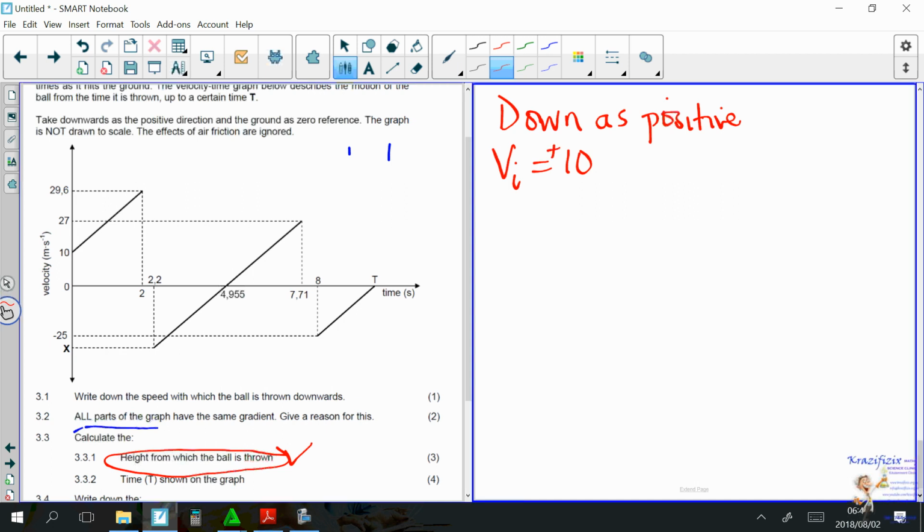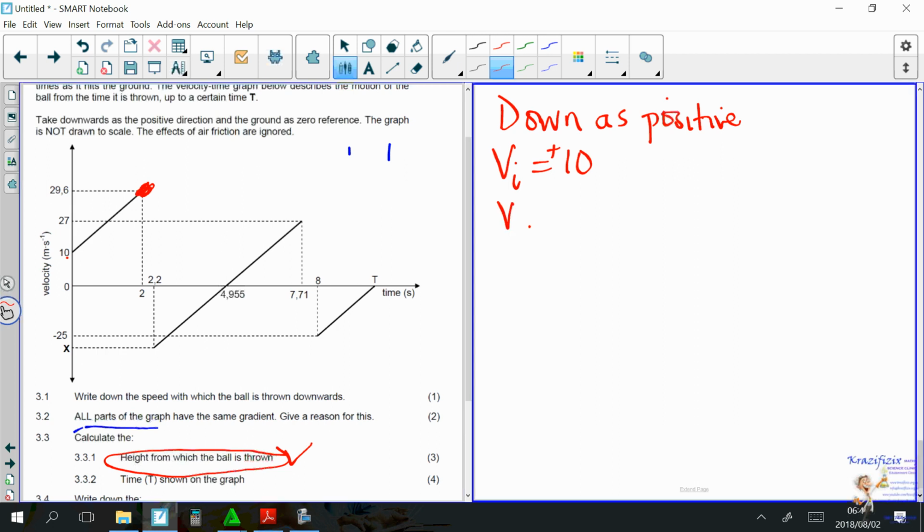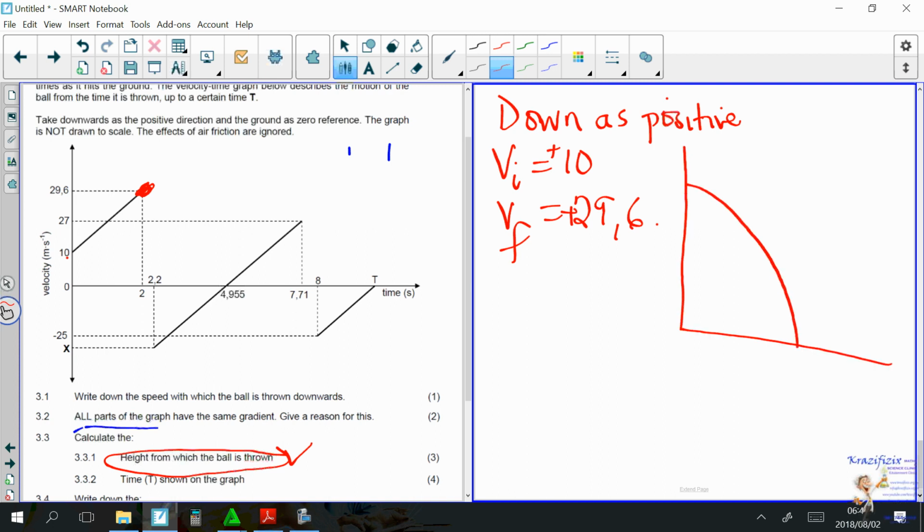Okay, vector quantity. What do you know? It reaches the ground. Final velocity now is what? 29,6. Again, it's positive because it's going down. Remember the graph we had. The graph we had looked like this. I'll just do the first section. All right. Okay. Now, what do we know? Between the time from where it was thrown to the ground, I'm dealing with just this section. And this time frame is 2. Time is 2 seconds. I'm looking for height, which is delta y.